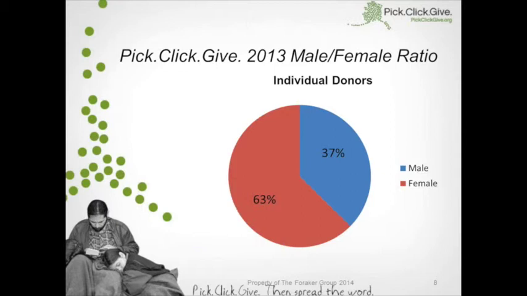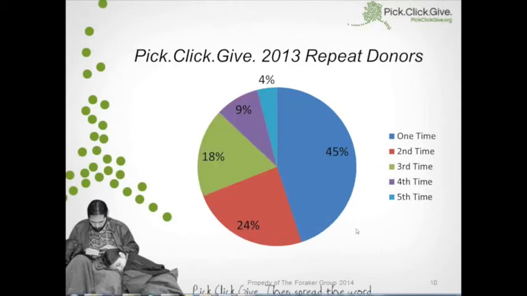Pick.Click.Give in 2013, you can see here the male to female ratio. We can see that the female Alaska population is really driving a lot of the work here at Pick.Click.Give. That's just a good thing to know about as you think about your donor population and who you're reaching out to. Here in 2013, we can look at some of the age breakdown.